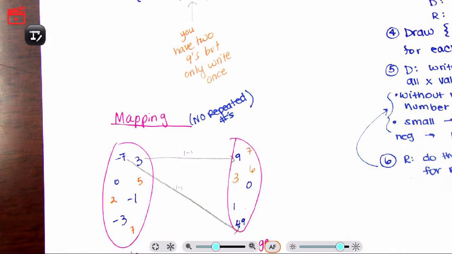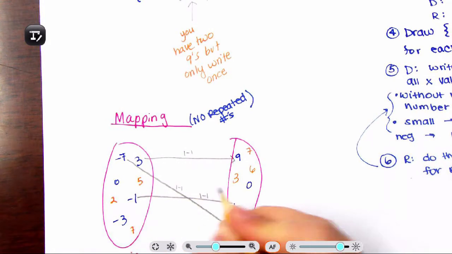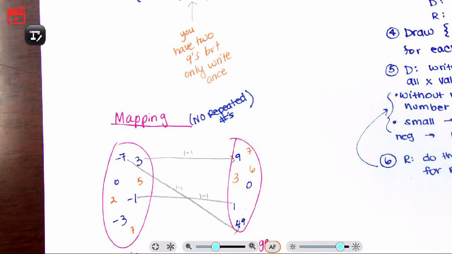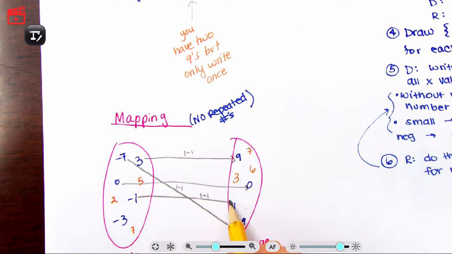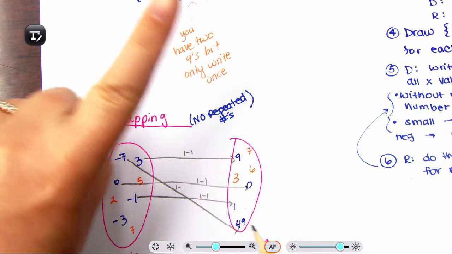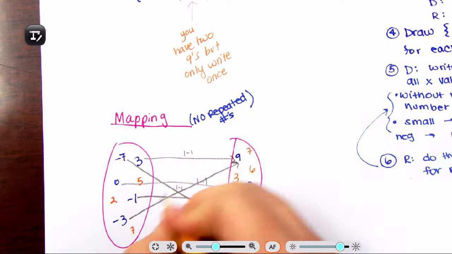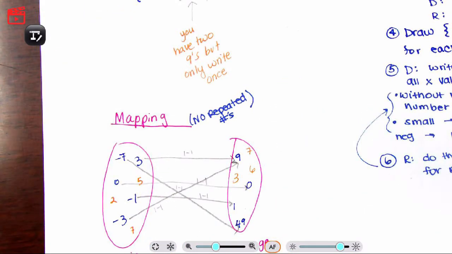Then we have -1 and 1. This is also -1, 1. That is 1 to 1. Then we have 0 and 0. 0 to 0 is 1 to 1. Then we have -3 and 9. -3 and 9. I want to show you guys something pretty cool.